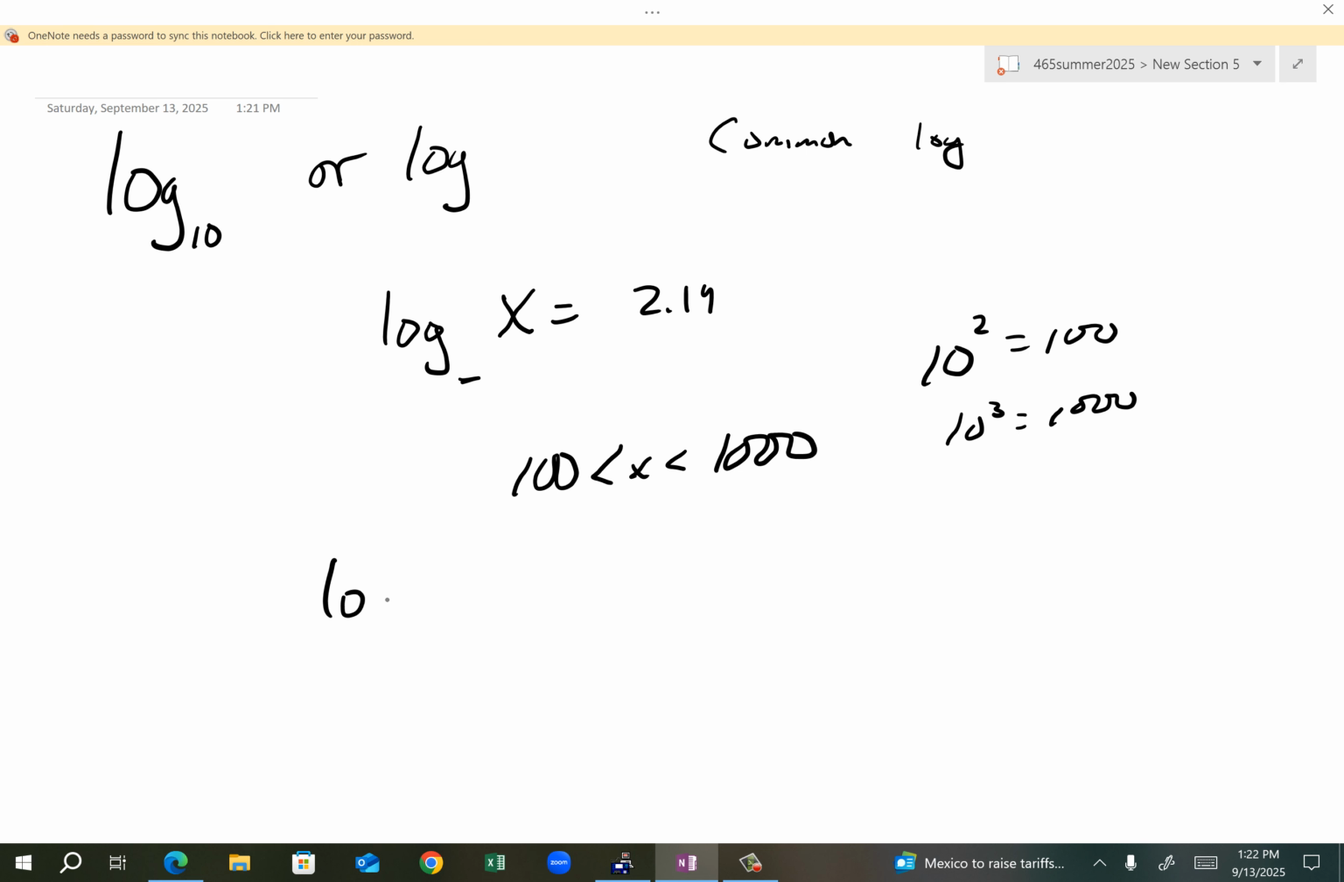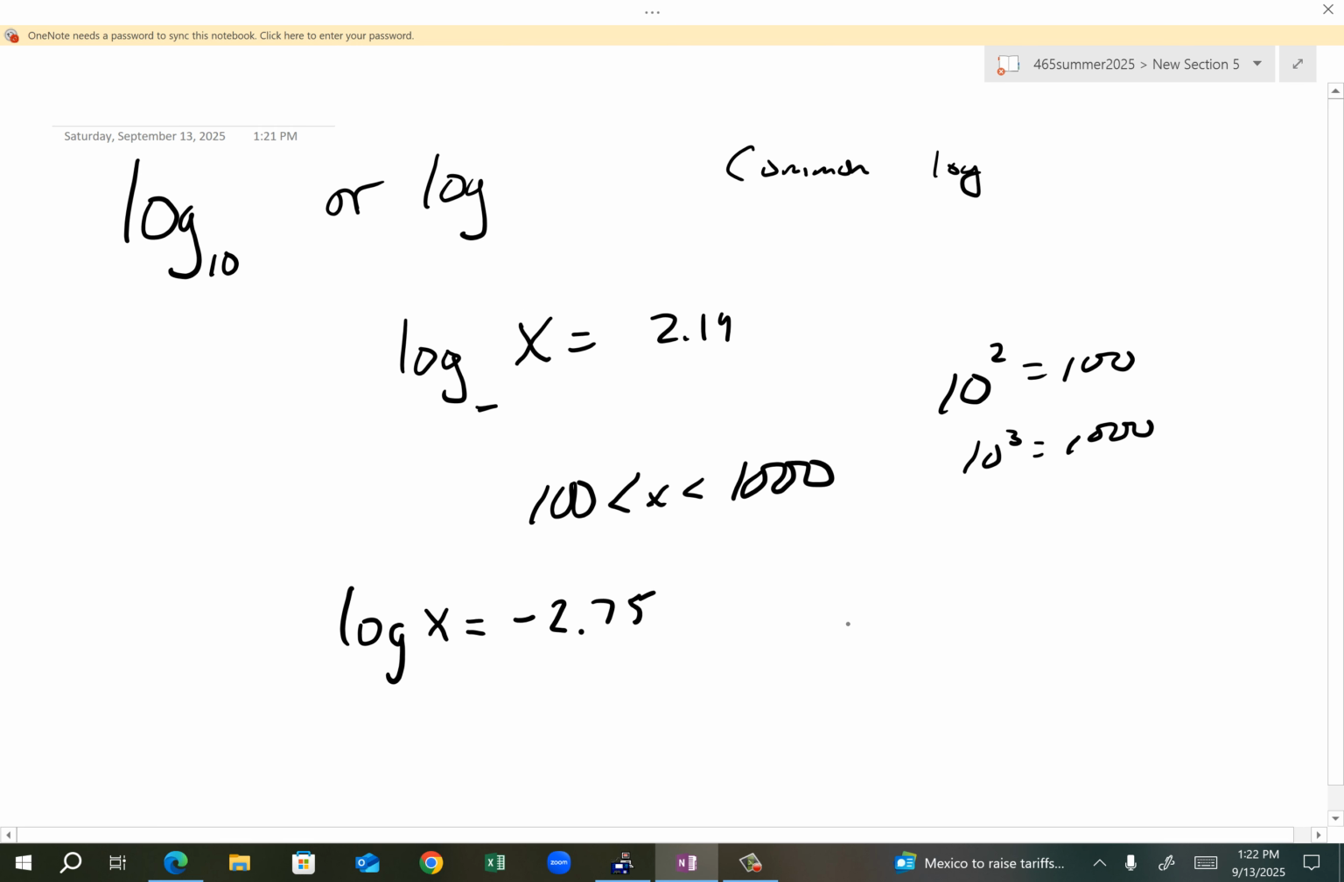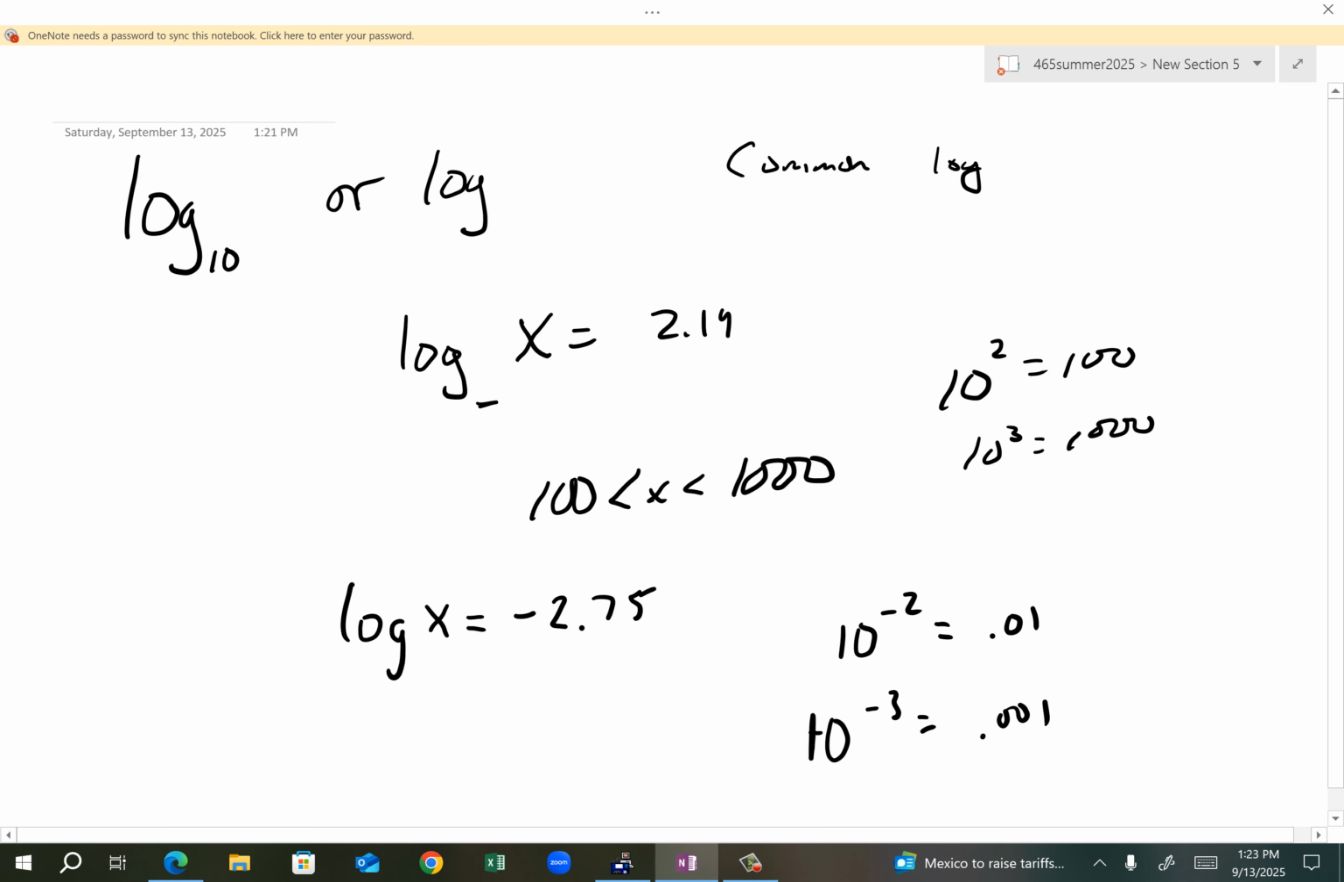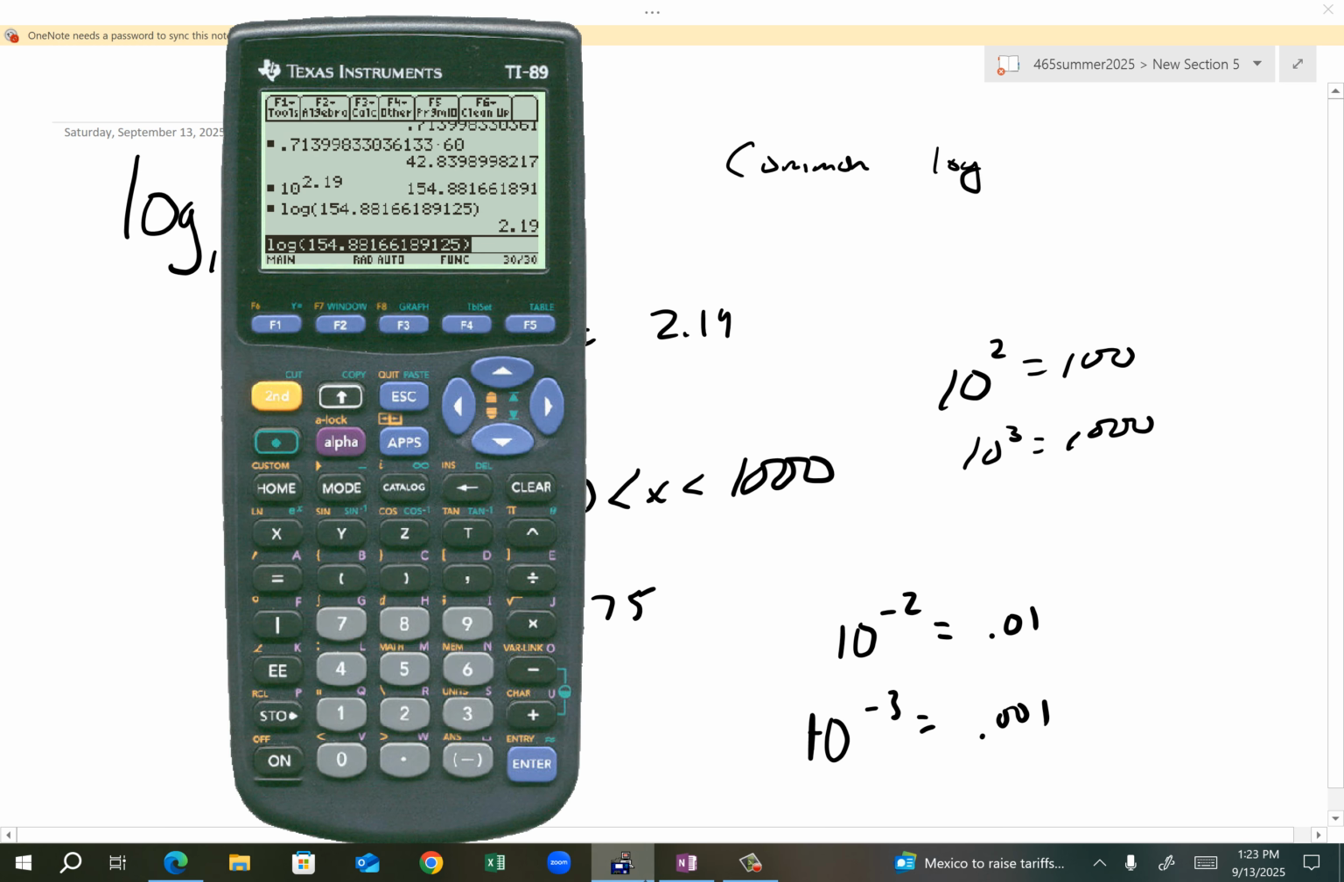Hey, what's x if the log of x is equal to negative 2.75? Well, wait a minute. 10 to the negative 2 is 0.01, true that? And 10 to the negative 3 is 0.001. So it's got to be somewhere between those two values. If I plug it in, 10 to the negative 2.75 is 0.00177, which is basically what I said it was, didn't I? And so there you go.